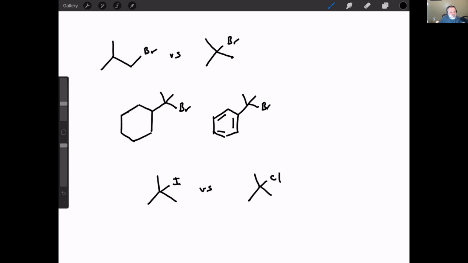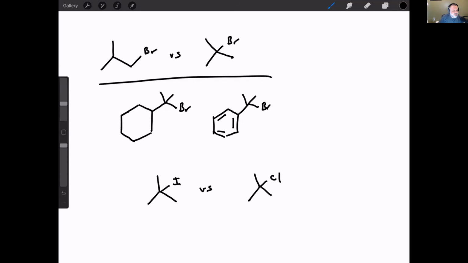All right, in each of these pairs, which ones are more readily able to do unimolecular reactions? In each one of these pairs, which one of them is more readily able to do unimolecular reactions? So in the first pair, the leaving group is the same. So it's not the identity of the leaving group.